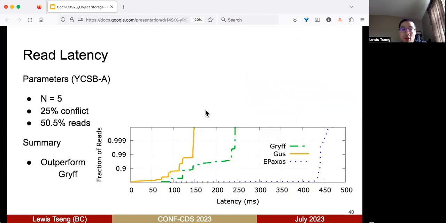And now we look at a more scaled-up system where we have 5 servers and more conflict. Again, this is tail latency, so this is the 90th percentile, 99th percentile, and 99.9th percentile. And as you can see, GUS is still much better, even though the optimization that we saw in the prior slide doesn't work now, but it's still faster because of better design.